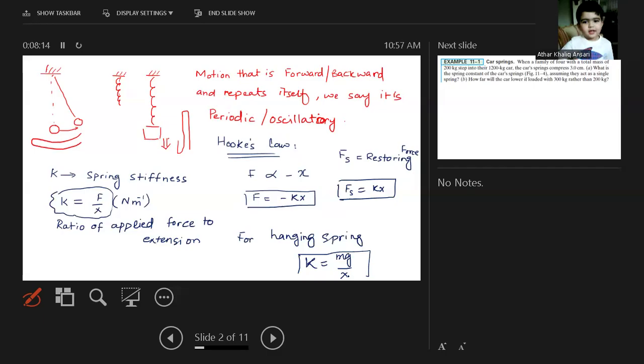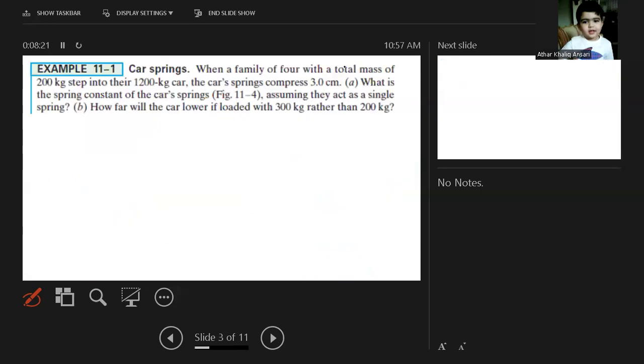Let's see a simple example. On the next page, you have a car in which people with a mass of 200 kg are stepping in. The actual mass was 1200 kilograms, but you increase the mass, so the shock absorber goes down because of the external weight. So the mass attached here is 200 kilograms.